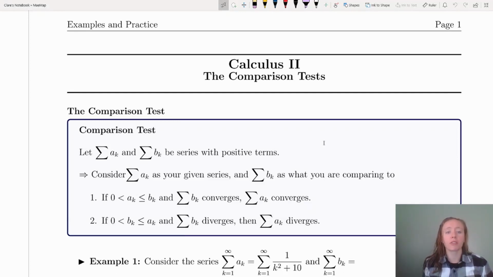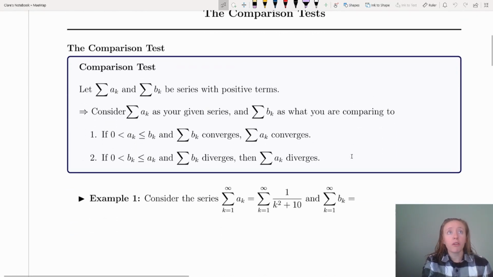Today we're going to be going over the comparison tests for Calc 2. For those of you that don't know me, I'm the tutor in the math help room at the Academy. What we're going to be doing today is covering not just the comparison test, but also the limit comparison test, and I'm going to be providing you examples and practice problems to help with your online education. So let's go ahead and jump into this.